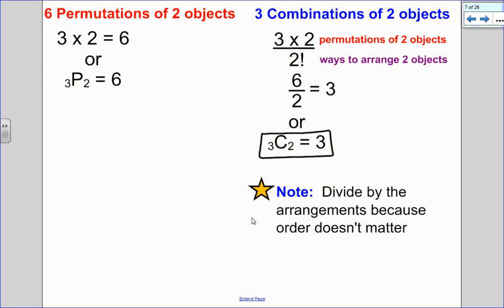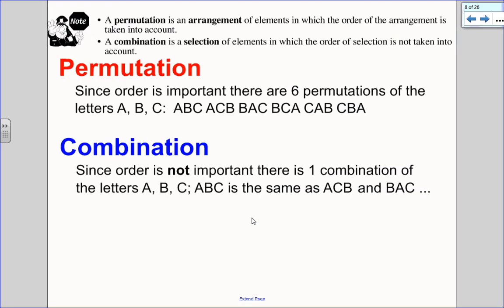So the reason we divide by the arrangements is because the order doesn't matter. So this is going to be a key idea for us. Does the order matter or does it not? So just to recap what we've done so far, a permutation, order is important. So if I have 3 letters A, B, and C, there are 6 different permutations because switching the order around makes a different word. Combinations, order does not matter. So there's just one combination of the letters since all of them are really the same.